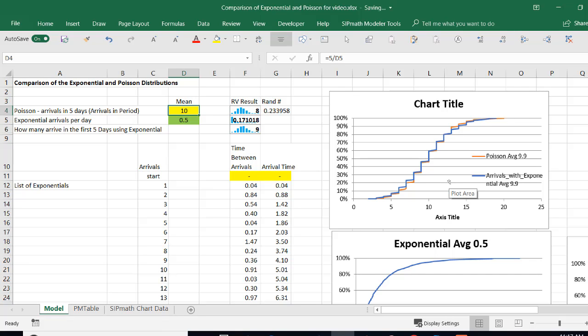So I hope this helps you in understanding the relationship between the exponential and Poisson, and why I can do either type of queuing model, and they're really going to be the same sort of thing. I may be able to get different statistics.